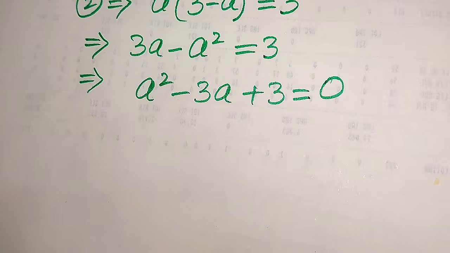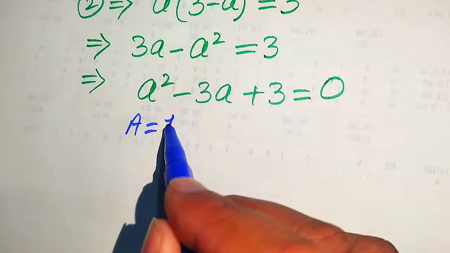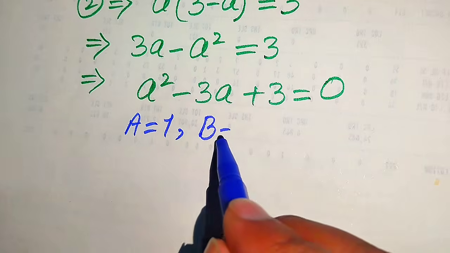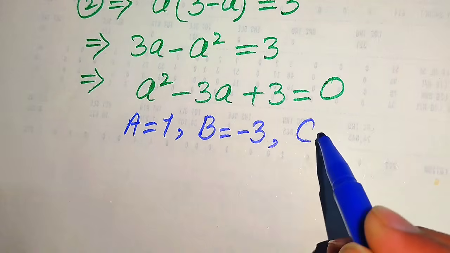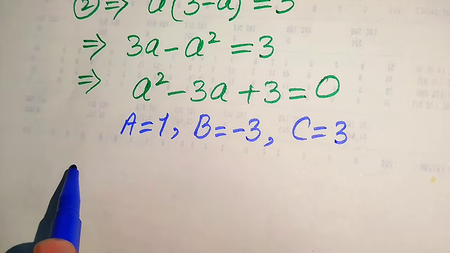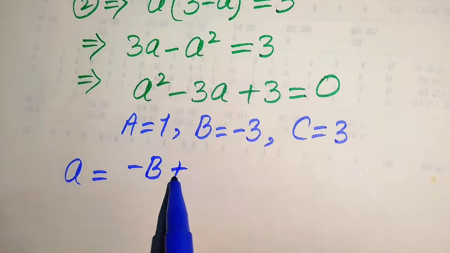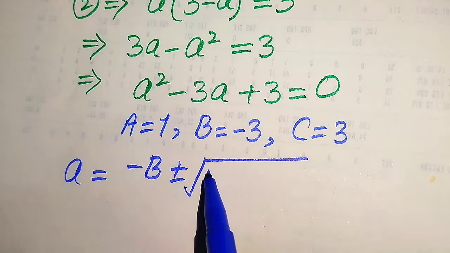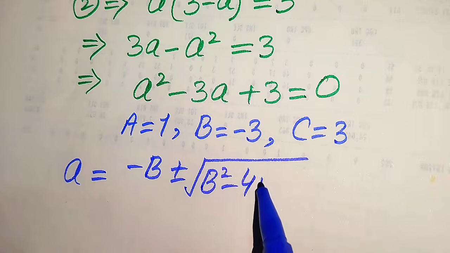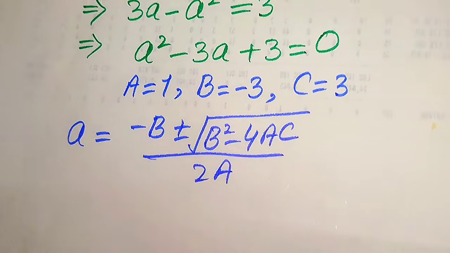This equation becomes a quadratic equation in one variable, so we use the quadratic formula to solve this problem. We write the coefficients of this equation: a equals 1, b equals minus 3, and c equals plus 3. We state the quadratic formula as a equals minus b plus minus square root of b square minus 4ac, divided by 2a.